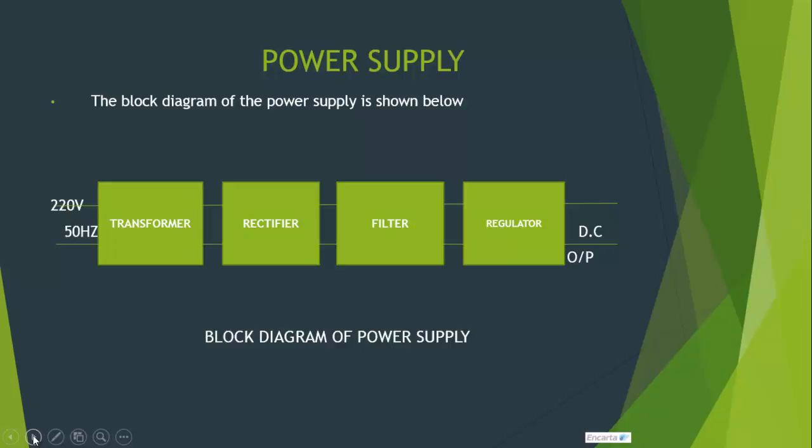Now the last block is regulator. If there is no regulator in the circuit, the DC output will change if either input or load voltage will change. Therefore, the function of the regulator is to provide constant DC voltage.